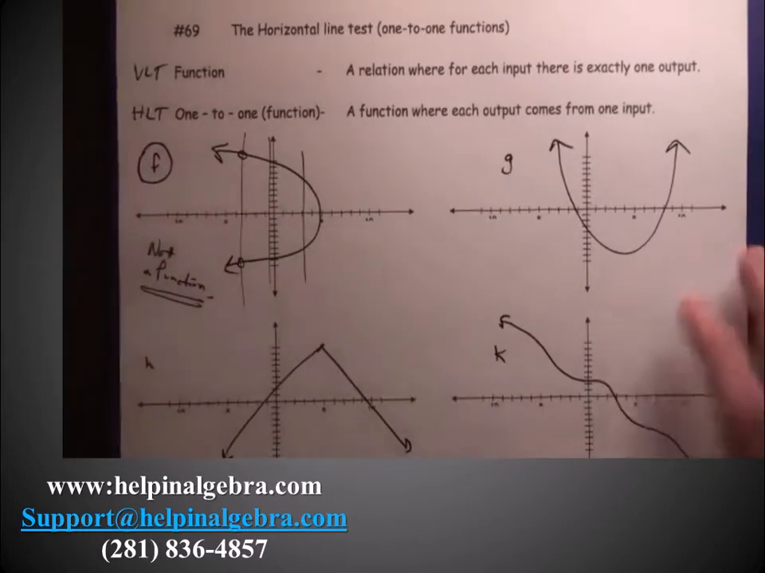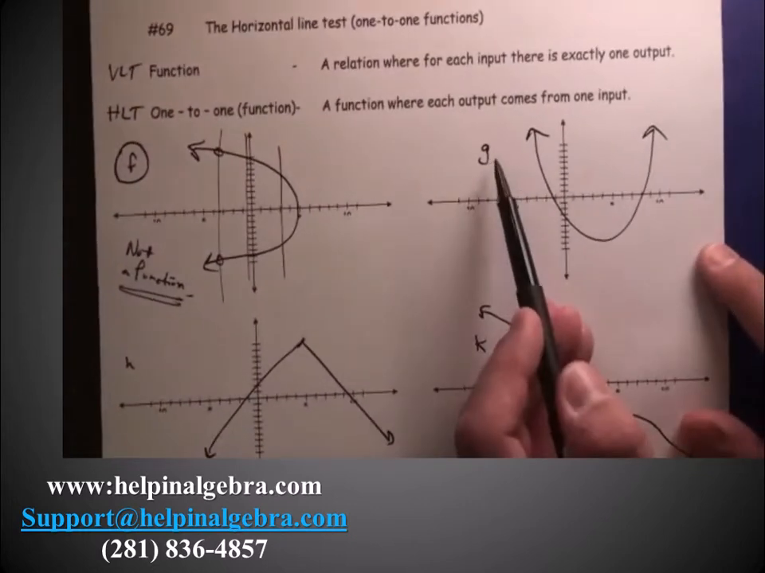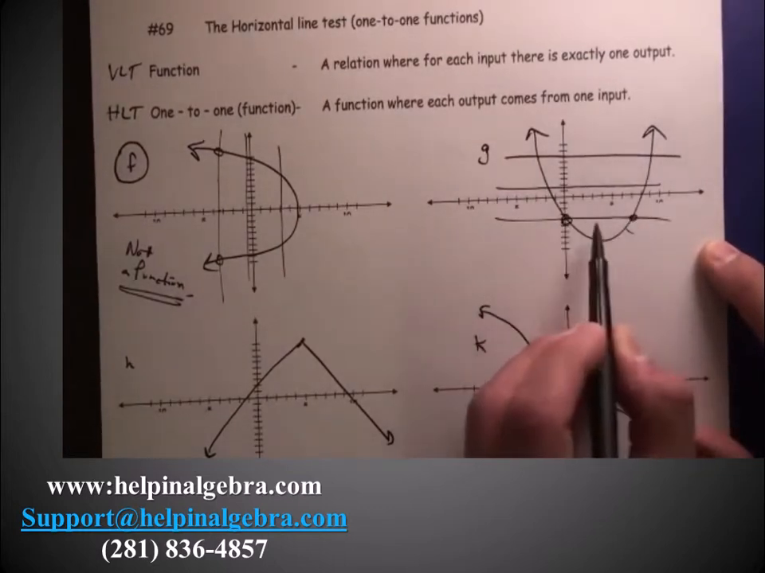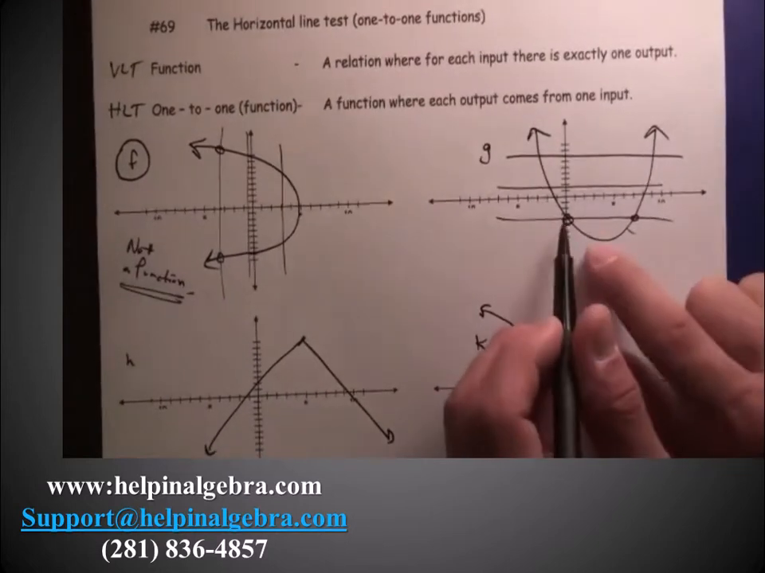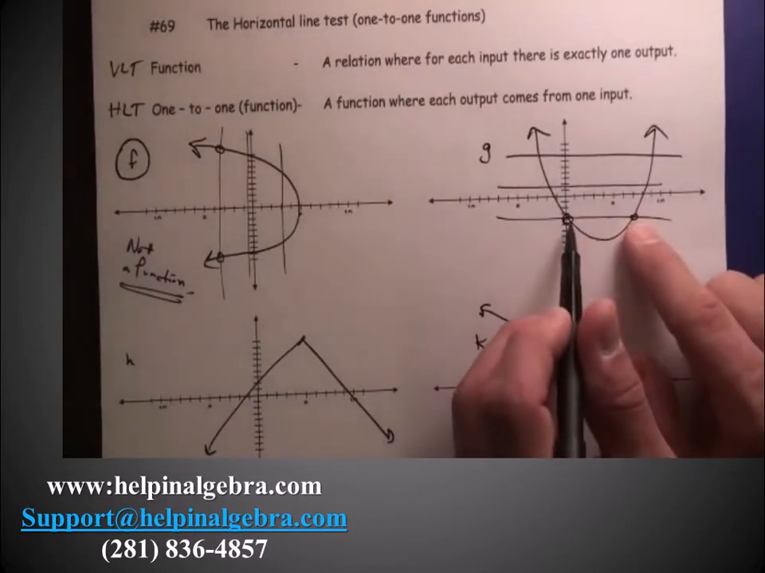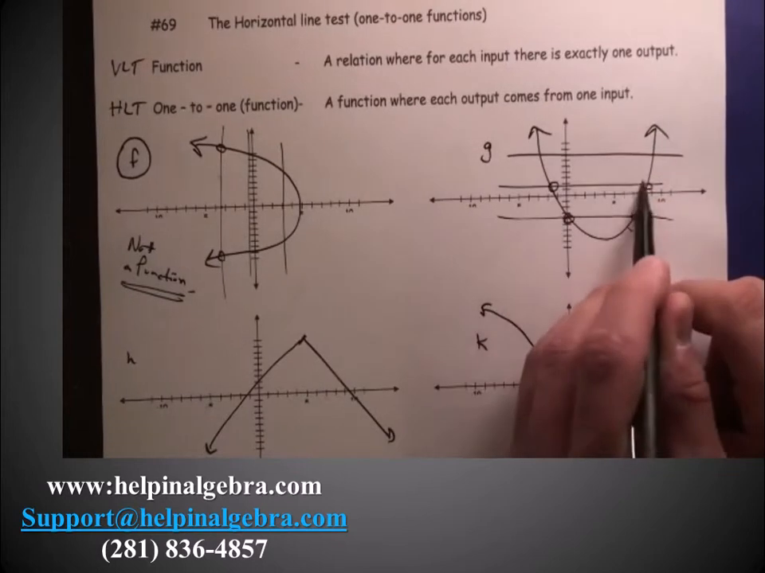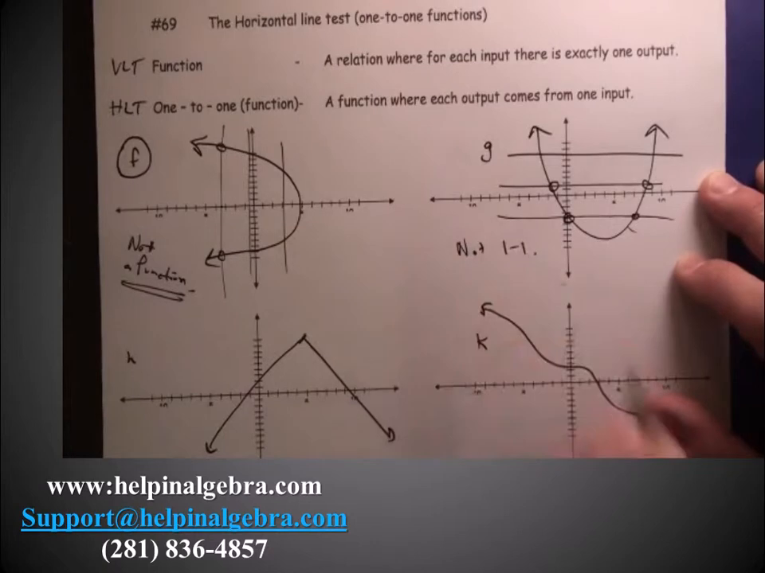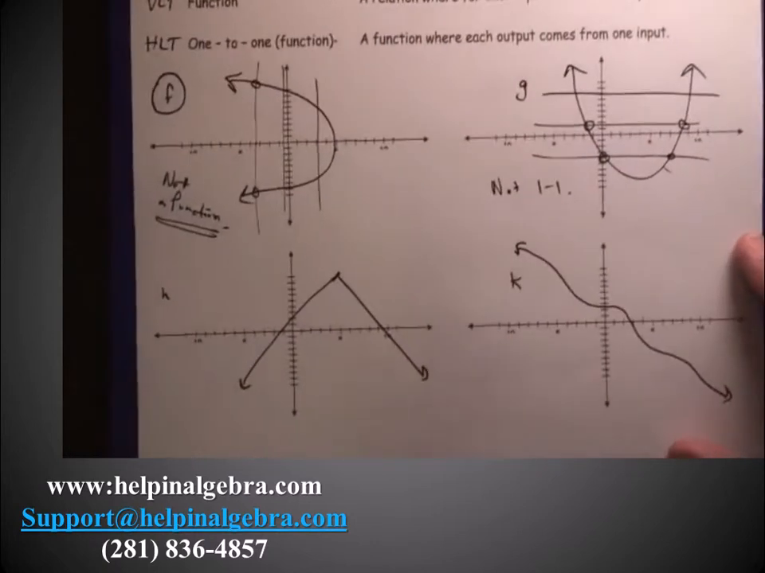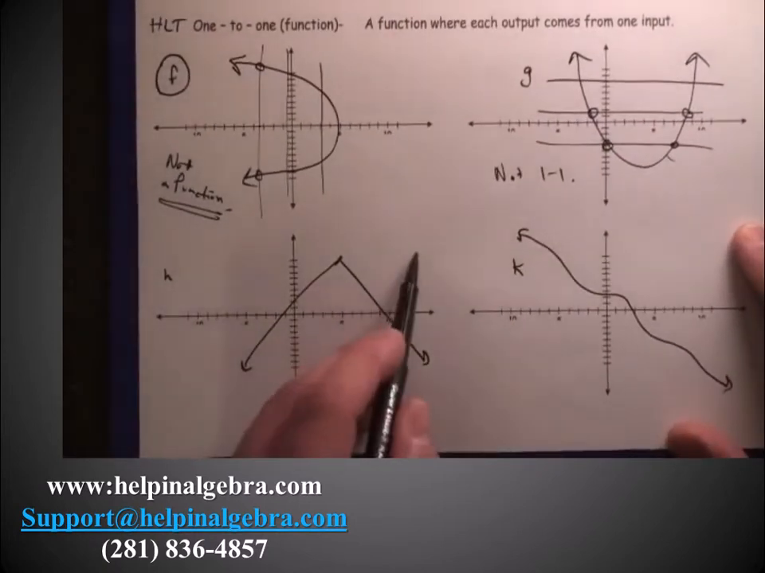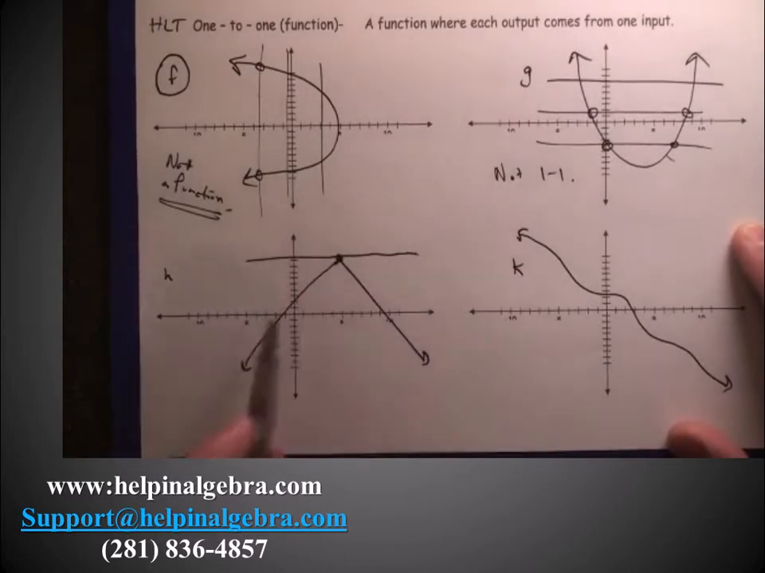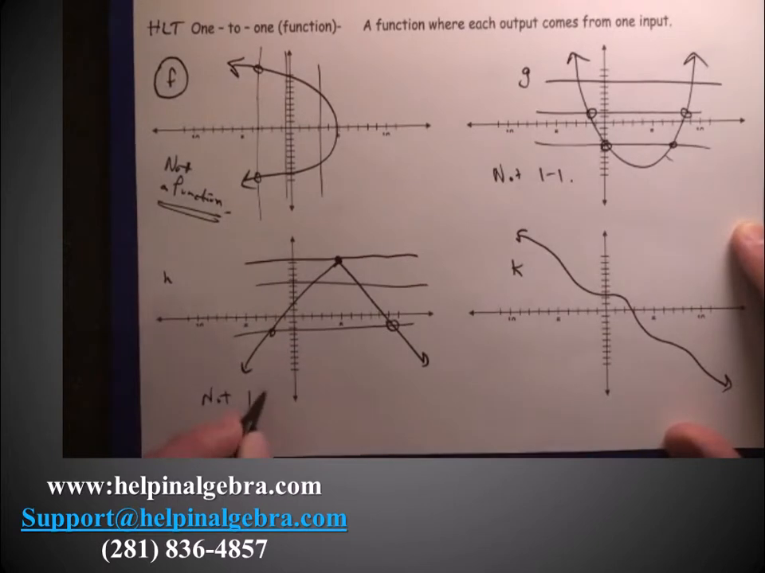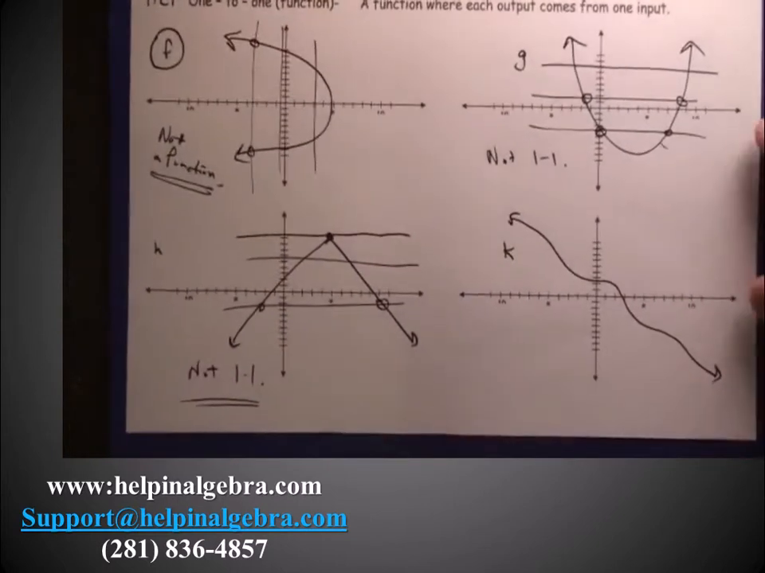For one-to-one, we use the horizontal line test, and for function g, these horizontal lines are touching the graph at two spots, meaning this output comes from two different inputs. This output comes from two different inputs, so therefore not one-to-one because it fails the horizontal line test. Same thing for h. At this horizontal line you have it touching at one point, but all the other horizontal lines you're getting two points, so therefore not one-to-one because it fails the horizontal line test.